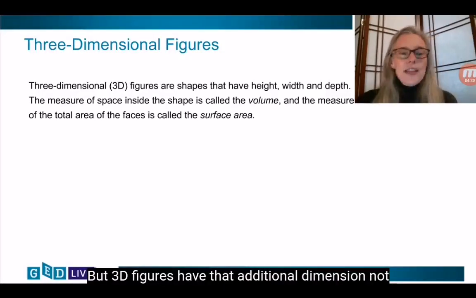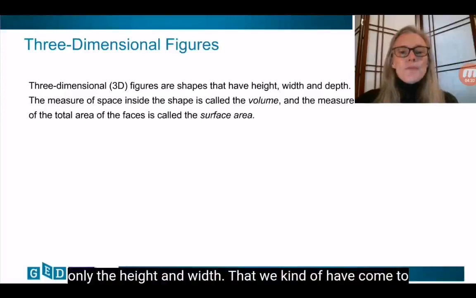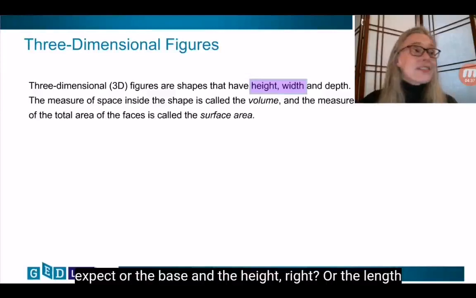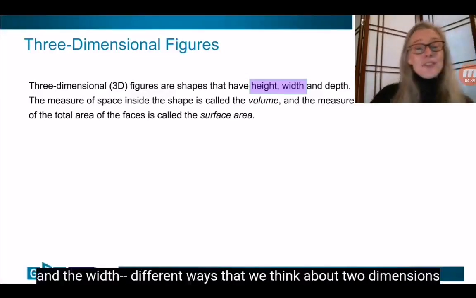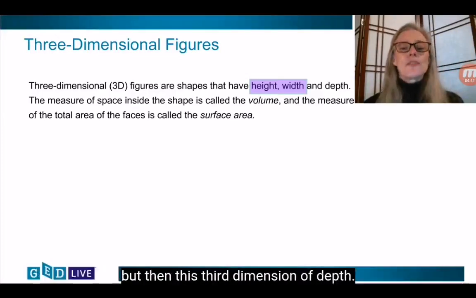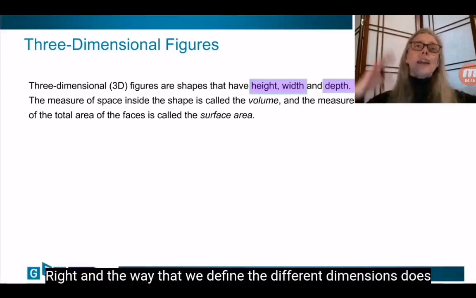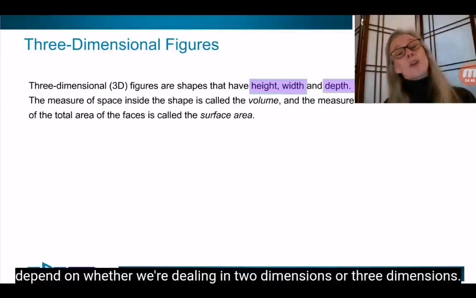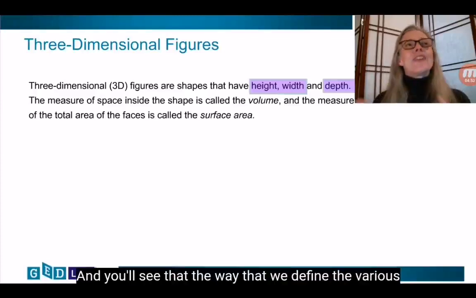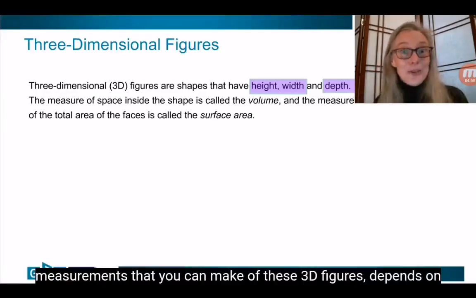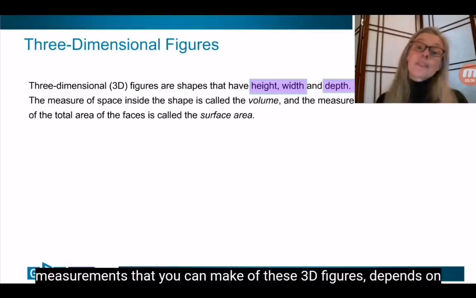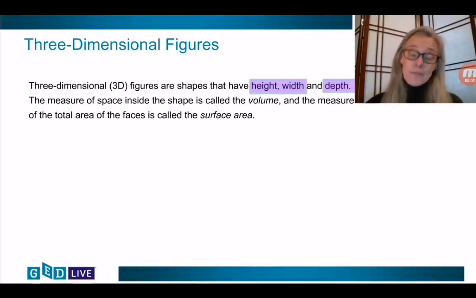But 3D figures have that additional dimension. Not only the height and width that we have come to expect, or the base and the height, or the length and the width, different ways that we think about 2 dimensions, but then this 3rd dimension of depth, right? And the way that we define the different dimensions does depend on whether we're dealing in 2 dimensions or 3 dimensions. And you'll see that the way that we define the various measurements that you can make of these 3D figures depends on the type of figure that we're looking at.